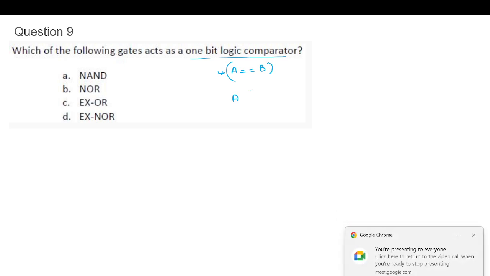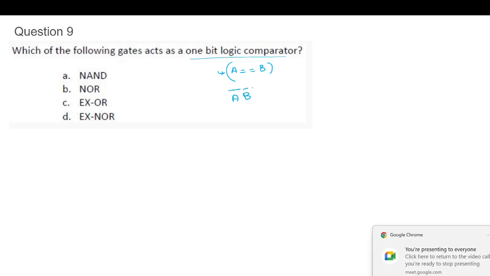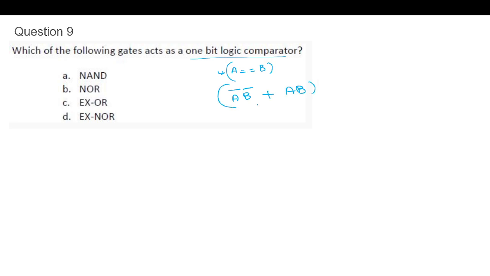So it is A bar B bar plus AB. If we take two numbers, or usually we will take x0 equal to y0, then it is x0 y0 plus x0 bar y0 bar. So the correct answer is XNOR, option D.